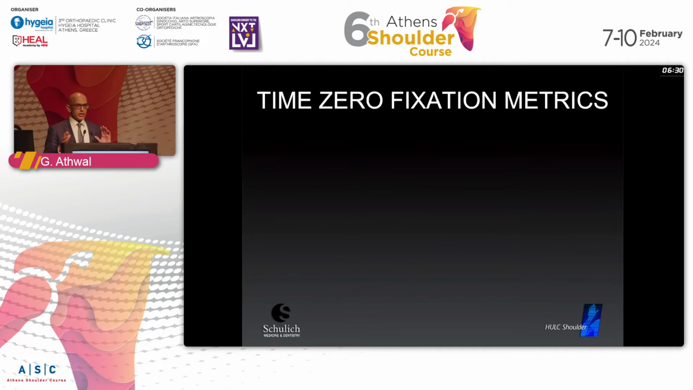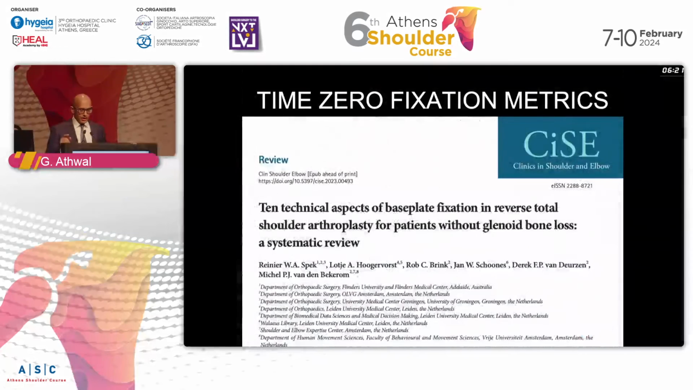So now, moving along and talking a little bit about some of those specific base plate parameters, these time zero fixation metrics, let's look at the literature. And I'm going to draw your attention to this paper. In making up this presentation, I came across this paper, and this is an excellent paper.